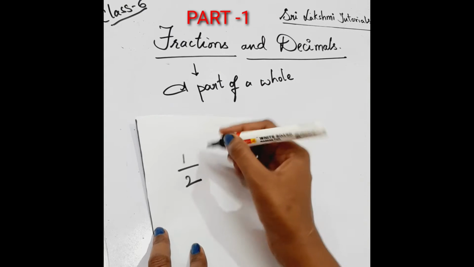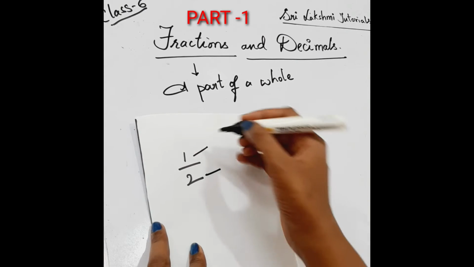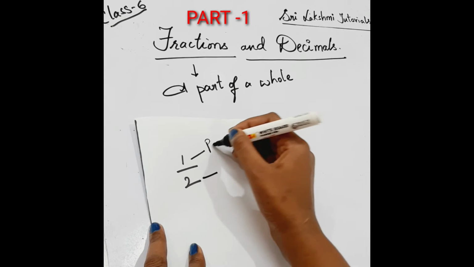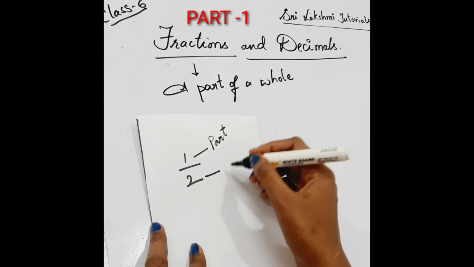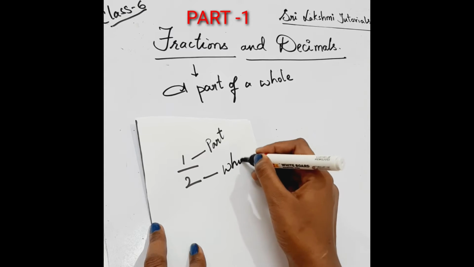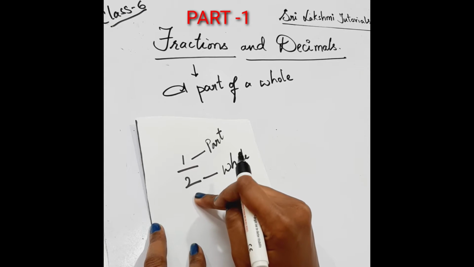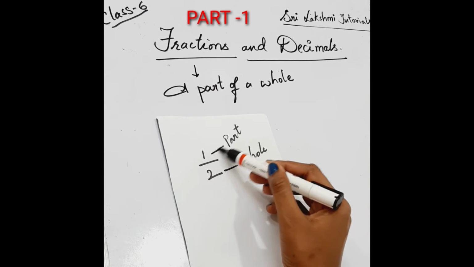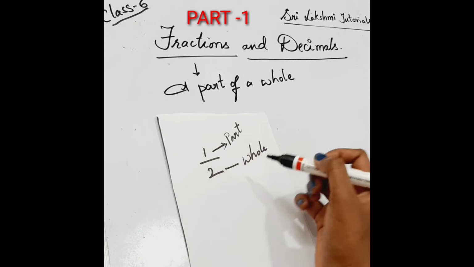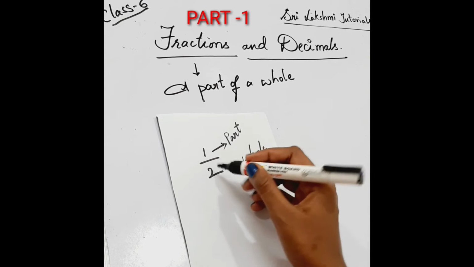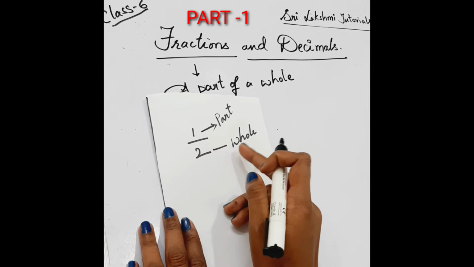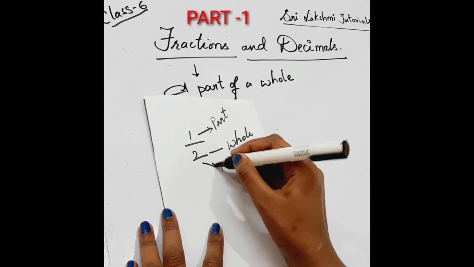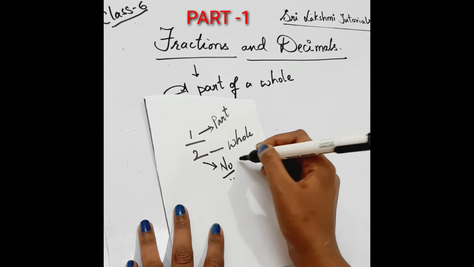Now see here, what is 1 and what is 2? 1 is the part and 2 is the whole. Whole means the complete paper, which is divided into two parts. This one is known as the number of parts we take, only one part, and the complete paper is divided into two halves or two parts. So this 2 is also called the number of parts.